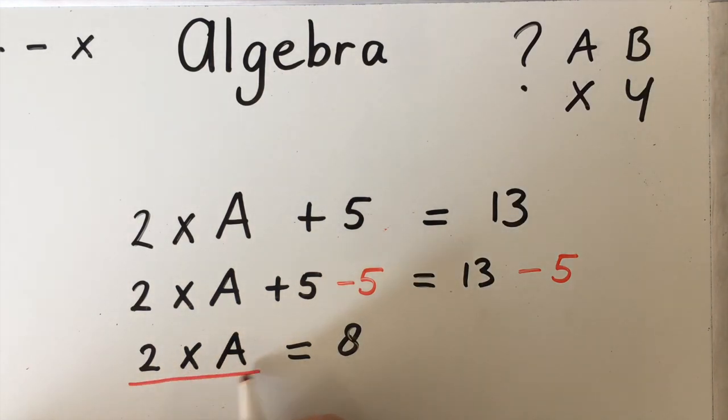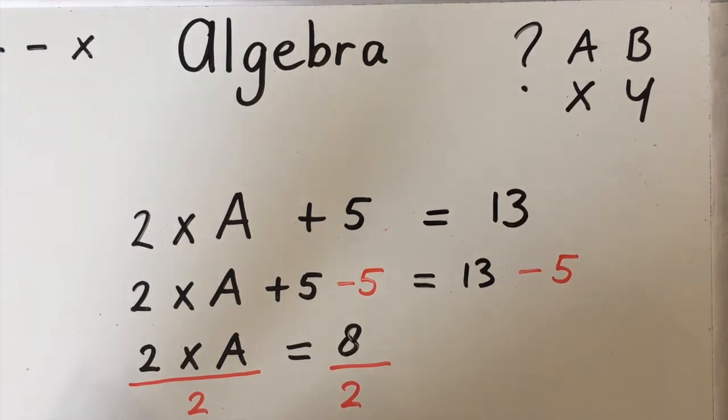I'm going to divide this by 2, and I'm going to divide this by 2. And what's left over is the same as in the previous problem. a is 4.